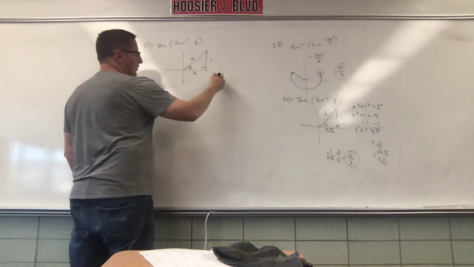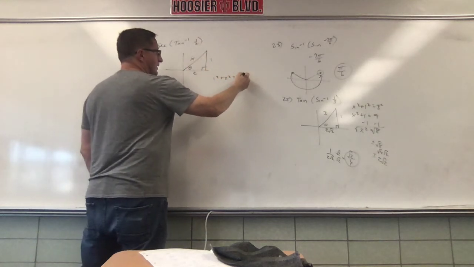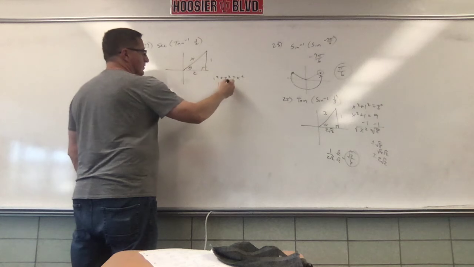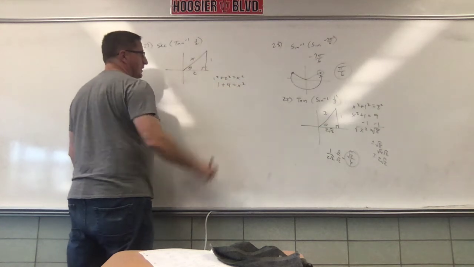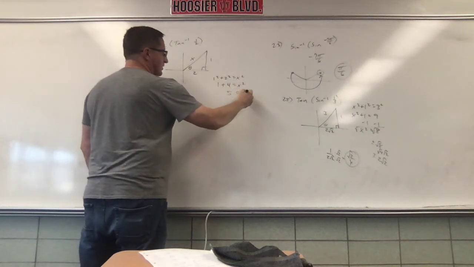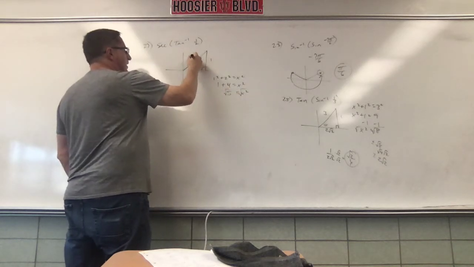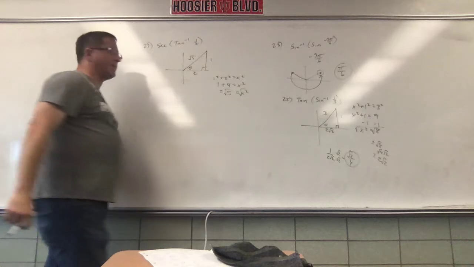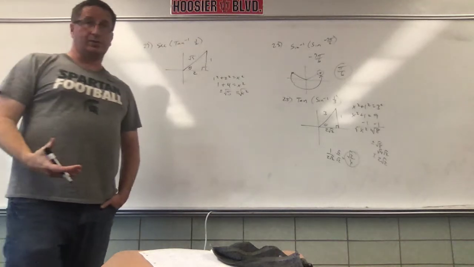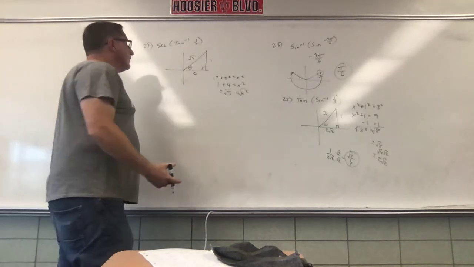So Pythagorean theorem, 1 squared plus 2 squared equals x squared. 1 squared is 1, 2 squared is 4, equals x squared. 1 and 4 is 5 equals x squared, and then we square root it. So x is radical 5. And it's plus or minus, but if you guys remember, the hypotenuse is always positive because I told you it was, okay, because I said so.